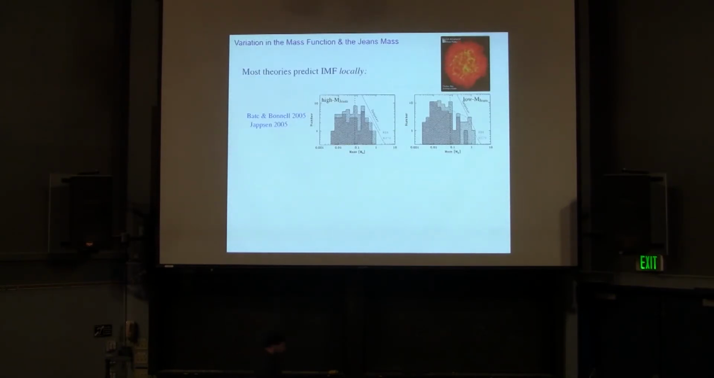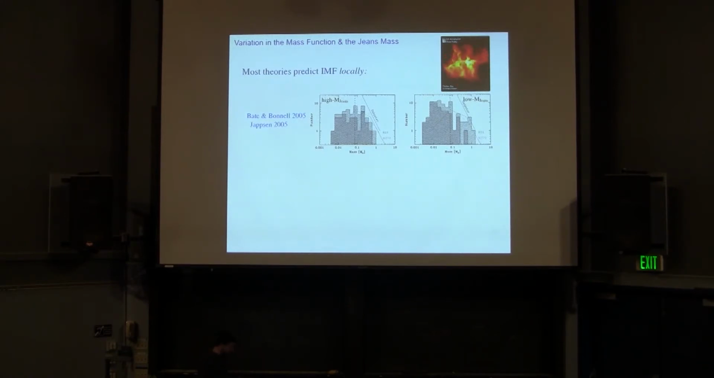Well, historically, most theories and most of the fitting functions and analytic models we've had predicted the IMF locally as a function of, say, local molecular cloud properties, which is still a pretty important thing to have.